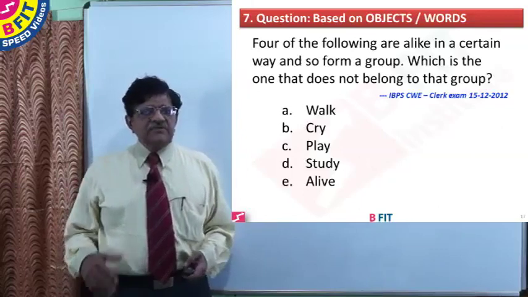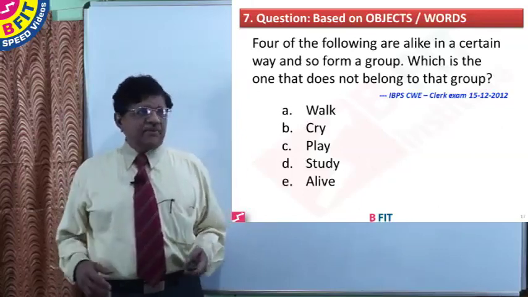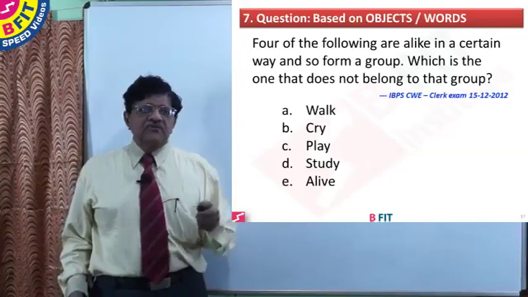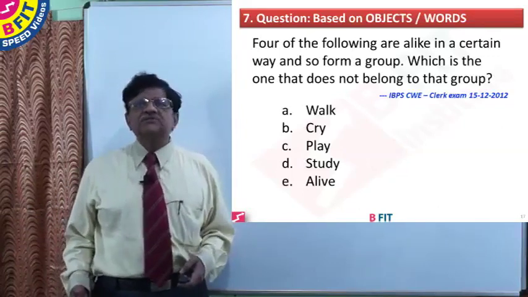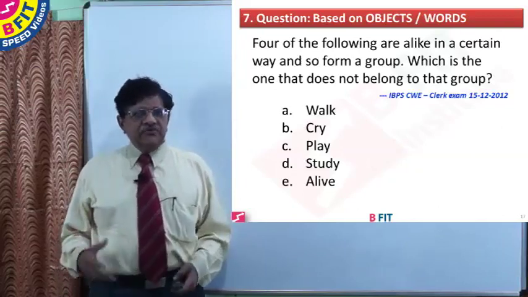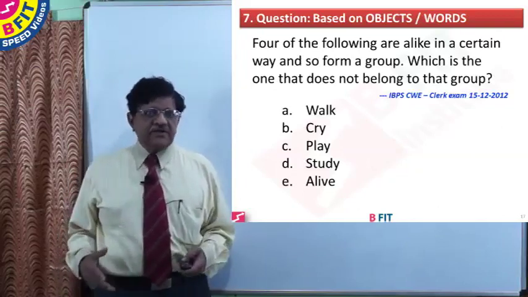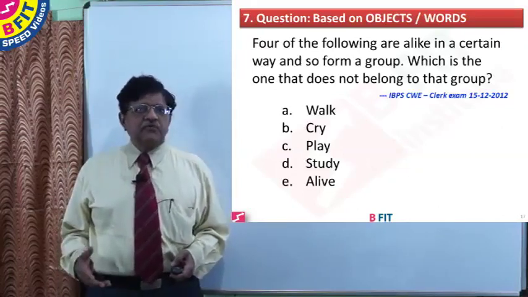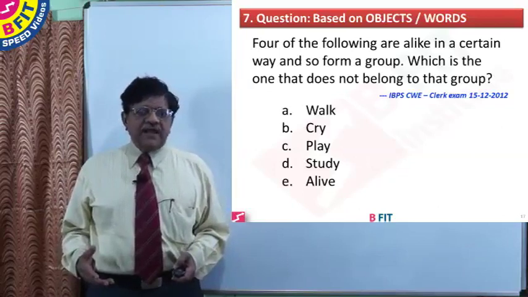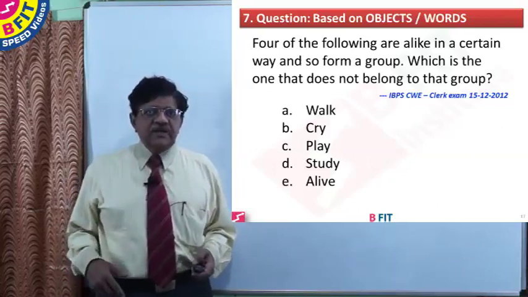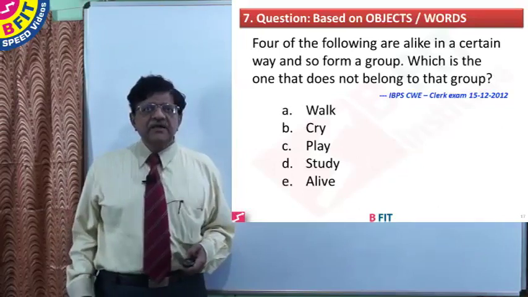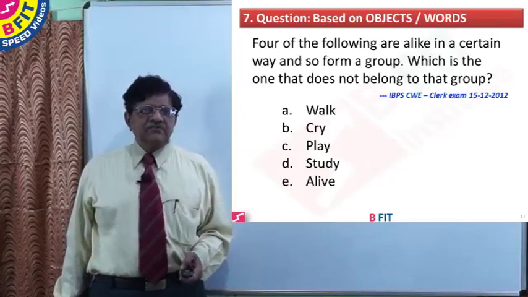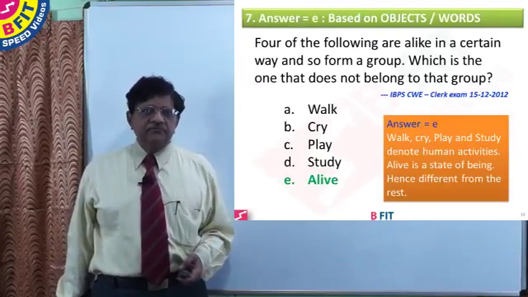Alive is a word which shows a state of being. Somebody is alive, somebody is dead. It's a state of being. Therefore, out of these 5 words, while the first 4 words talk about action, the 5th word is not a word of action, it is a word which denotes a state of being. Therefore, the odd man out is alive. And this question has been asked in IBPS CWE clerk exam as late as 2012. Therefore, the correct answer for this question is E, alive.